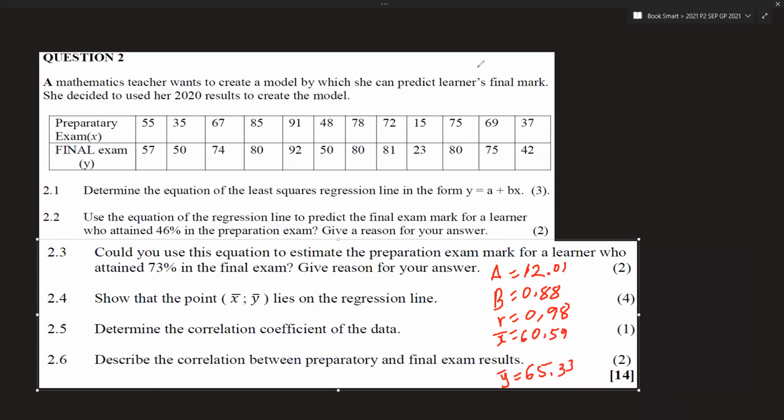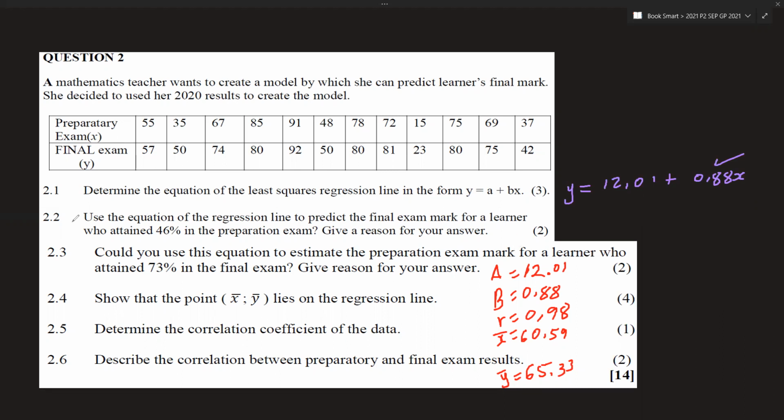So, now let's answer the questions. The answer to this question is Y equals, my A is 12.01 plus 0.88x. Then you're done. Awesome.